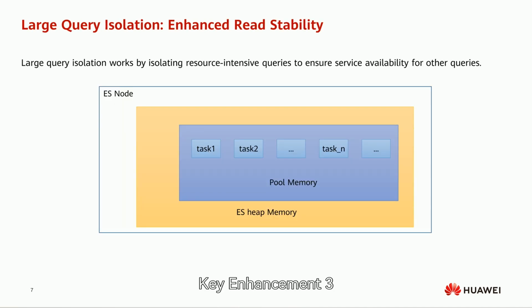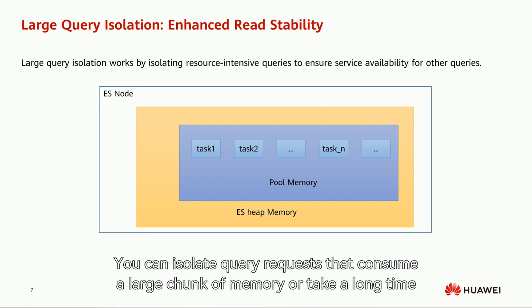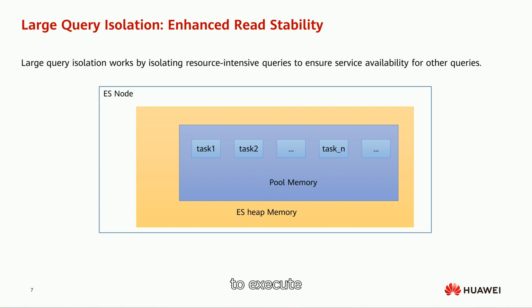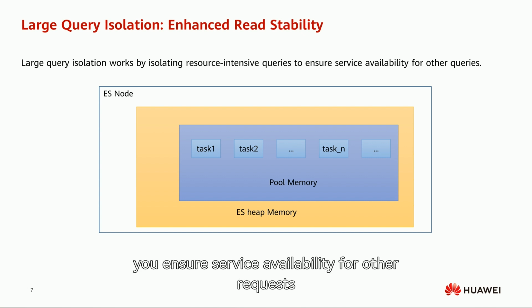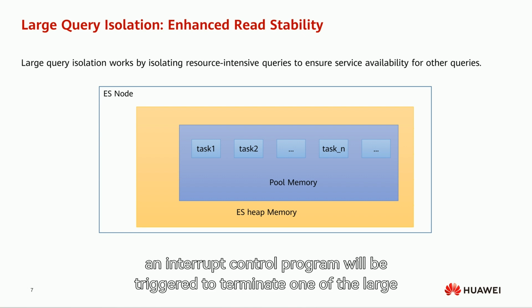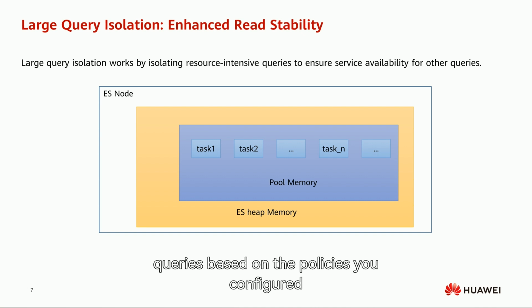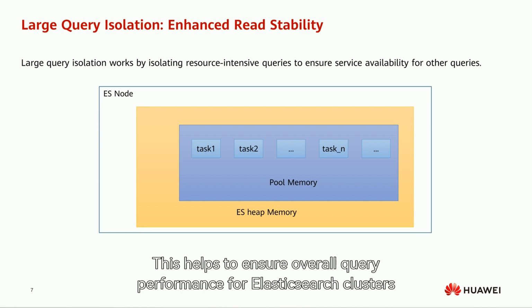Key Enhancement 3. Large query isolation. You can isolate query requests that consume a large chunk of memory or take a long time to execute. This way, you ensure service availability for other requests. If the heap memory usage of a node is too high, an interrupt control program will be triggered to terminate one of the large queries based on the policies you configured. This helps to ensure overall query performance for Elasticsearch clusters.